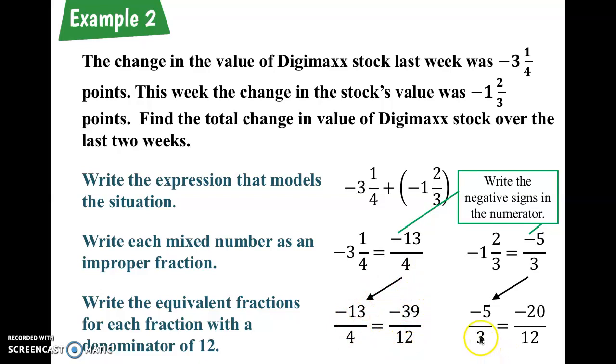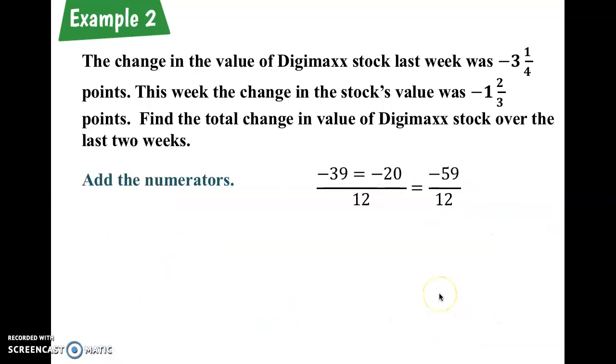Do the same for the other fraction. 3 times 4 is 12. 5 times 4 is 20. Again, don't forget those negative signs. All right, so our new problem is negative.